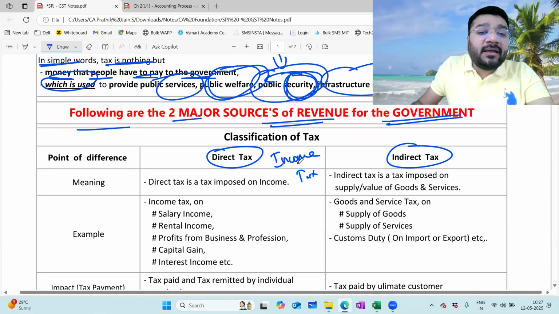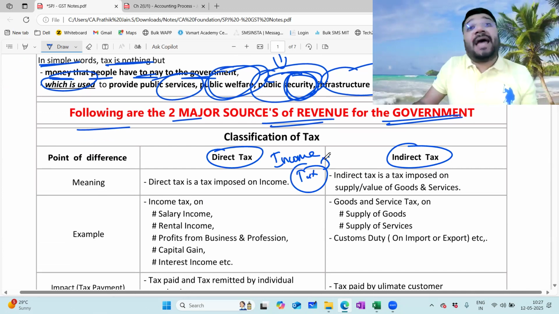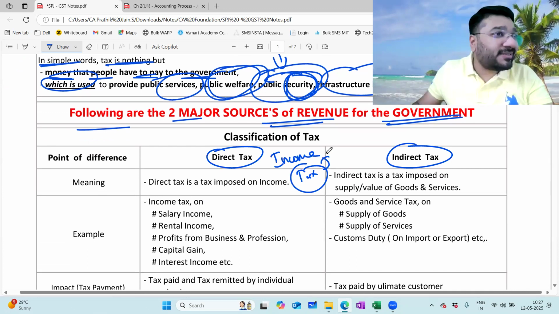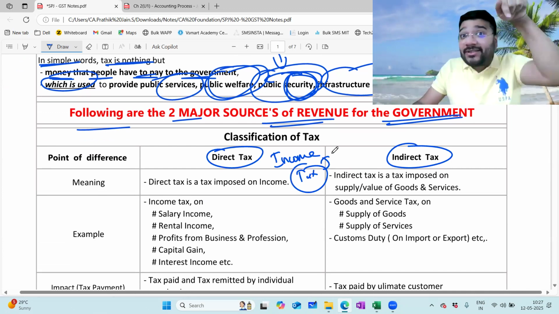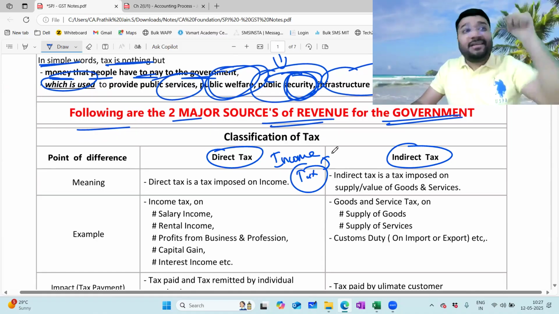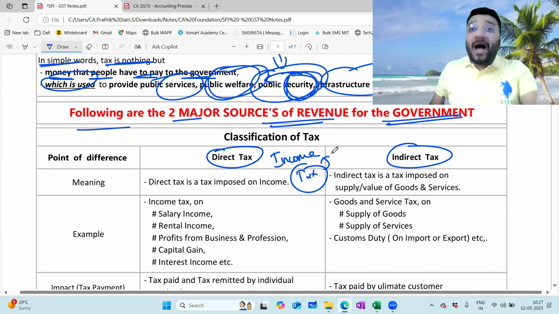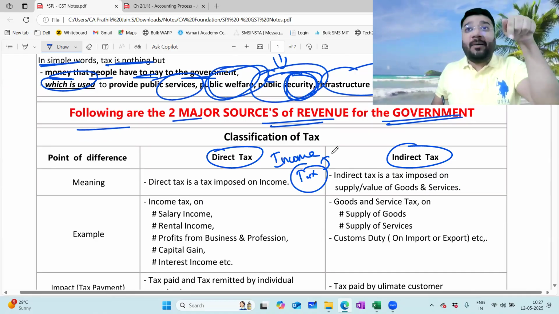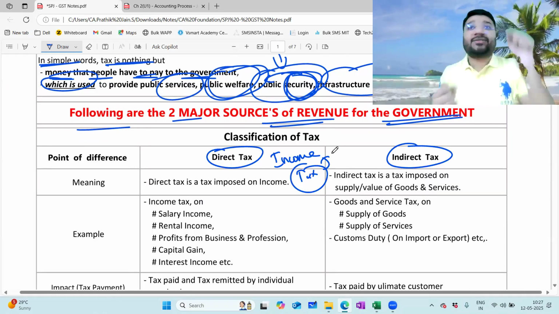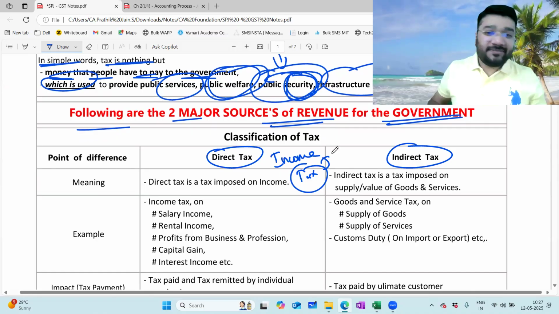Direct tax is also called income tax. The tax that we levy on your income directly is called income tax. You earn income, you have to pay tax. That is called income tax. The tax charged on your income not directly but indirectly is called indirect tax.